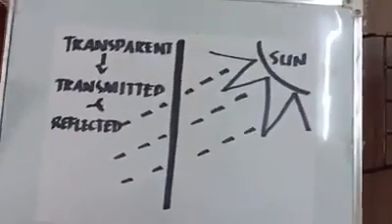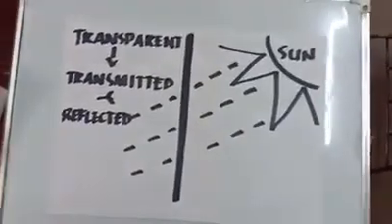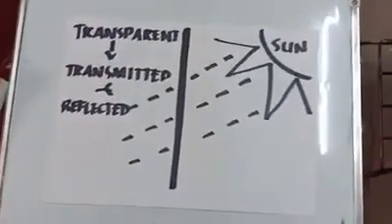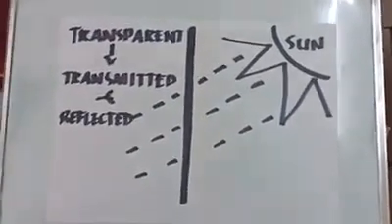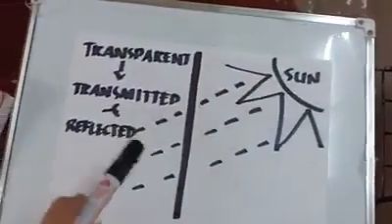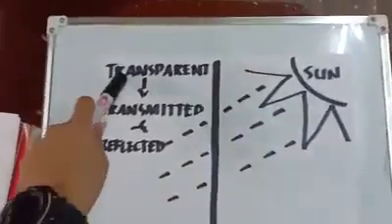Okay, so now we're going to discuss the effects or common factors that affect the transmission of light coming from the sun. So number one, we have what we call transmitted. Transmitted happens when the light coming from the sun is directly transferred to an object, particularly an object that is transparent.